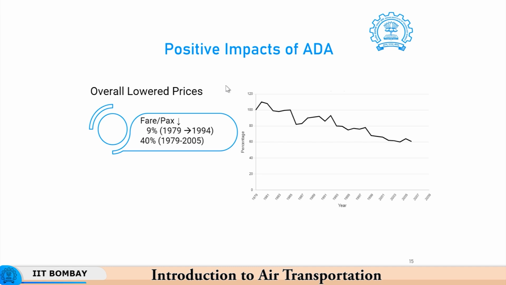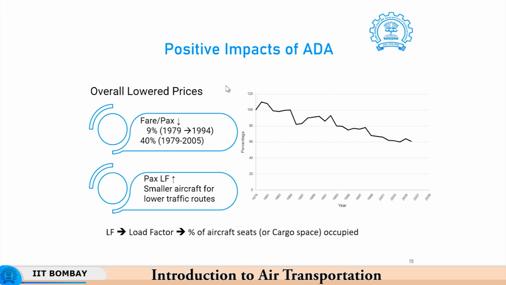In fact, the fare per passenger reduced by 9% from 1979 to 1994, and it reduced by as much as 40% from 1979 to 2005. So, by and large there was a huge reduction in the overall prices. Then, because the market was consolidated and market forces ensured that airlines operated efficiently, the passenger load factors increased.